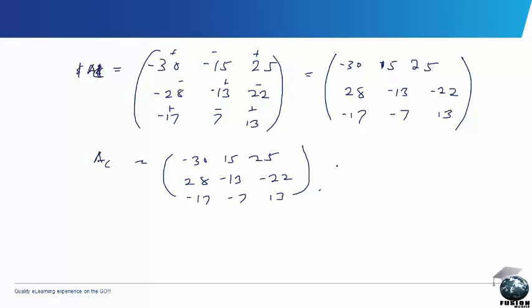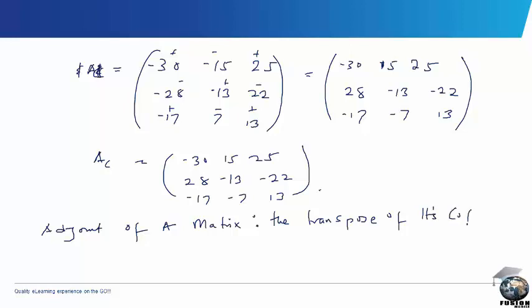Okay, so the next thing we'll be talking about is the adjoint of a matrix. The adjoint of a matrix is defined as the transpose of its cofactors. Okay, so if you are given a matrix and you are told to find the adjoint, you pass through the following steps.